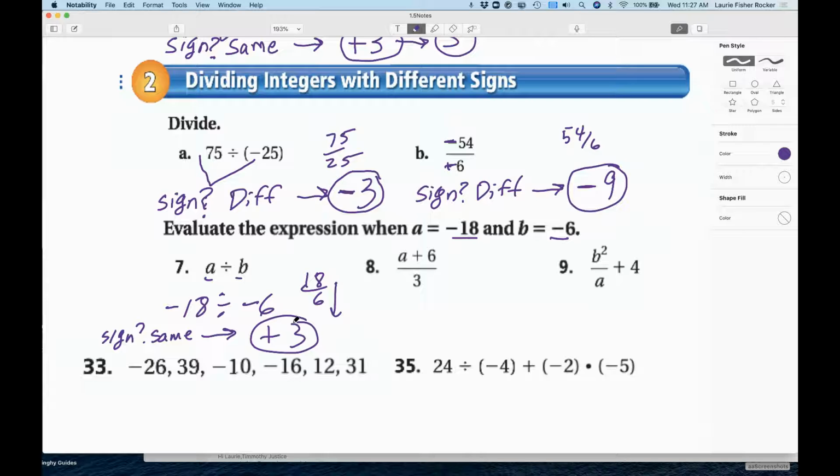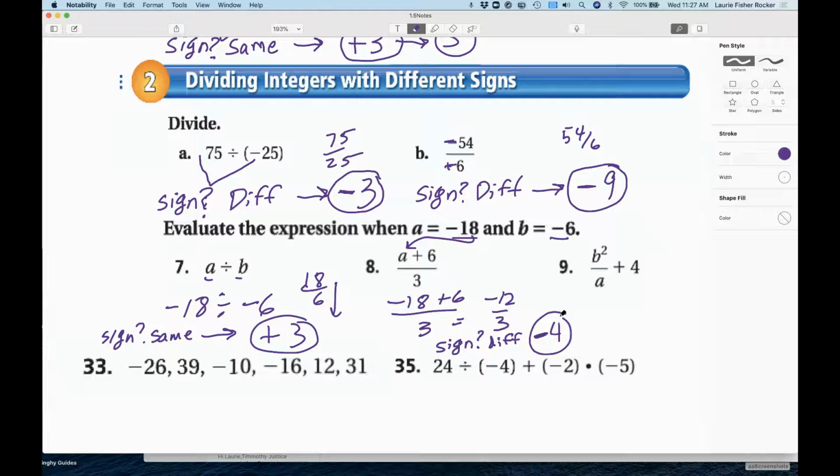Just to give another example of one that you might see: A plus 6 divided by 3. Well, A was negative 18, so negative 18 plus 6 divided by 3. Now we have to do some addition there. Negative 18 plus 6 are different signs, so it's going to end up with negative 12 divided by 3. So what's happening with the sign here? They are different, so it's negative. Then 12 divided by 3 is 4, so negative 4. Okay, so pretty basic.